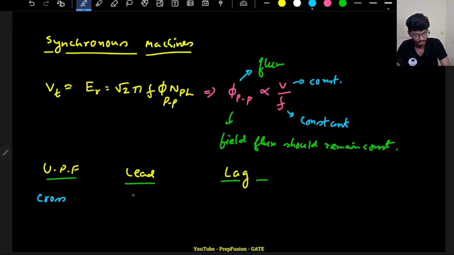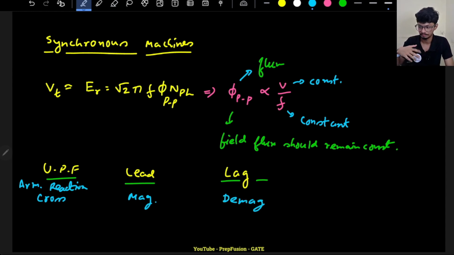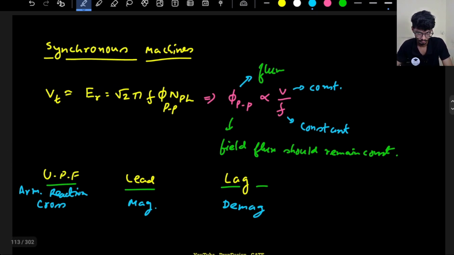In leading power factor, if you remember, the effect was magnetizing. Armature reaction, basically I am talking about the armature reaction, right? Here it was magnetizing, here it was demagnetizing. So these three were the cases. You can go and just see your notes. Okay, you will see these three were the conclusions.